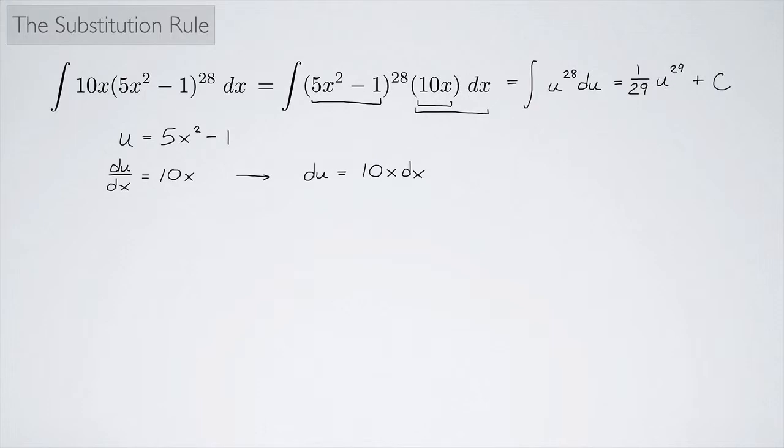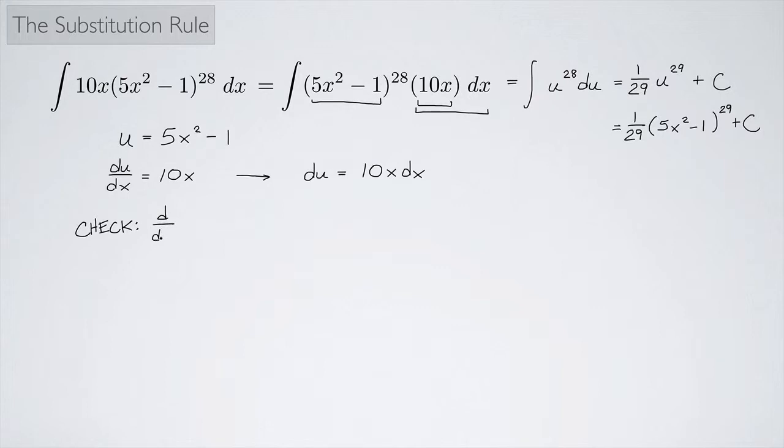And then I don't want to have a u in the answer. It'd be nice to have x in the answer, but that's okay. u is just 5x squared minus 1, so this is really the same thing as 1/29th times the quantity 5x squared minus 1 all to the 29th power plus a constant. And if you want to check this, we can do a check here, just to make sure that this actually does work, we can check this by taking the derivative.